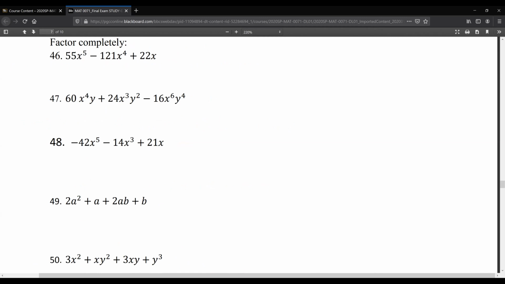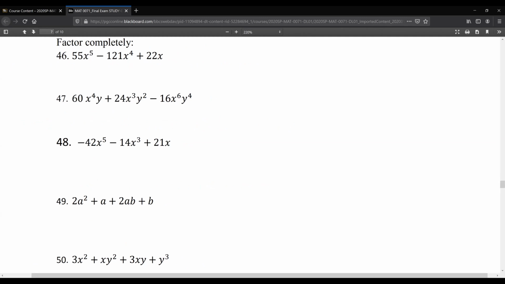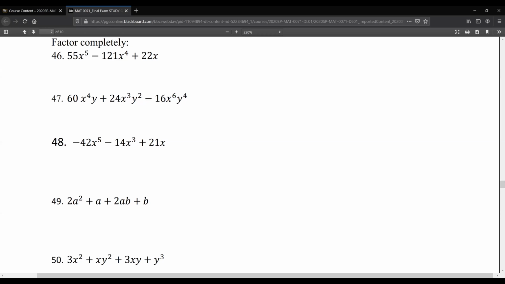So 46, it says to factor. What are you going to do on 46? You have to talk. Greatest common factor. Thank you, very good. You have to give me some feedback. Okay, so here you have to make sure you get the GCF. The greatest common factor, if you look at all 3 terms, is going to be what? 11x, very good.